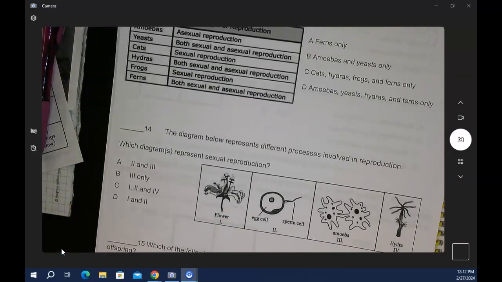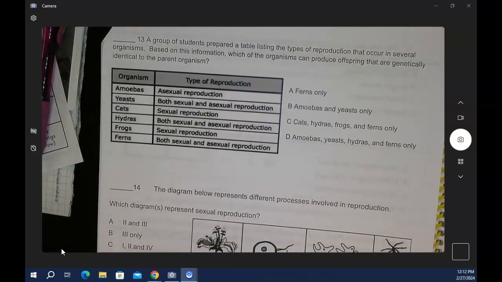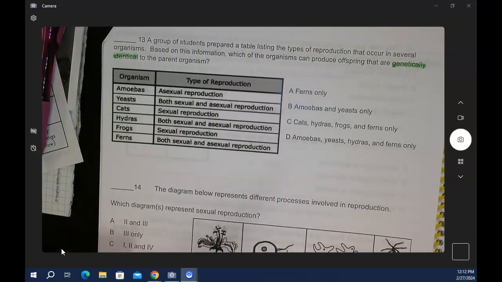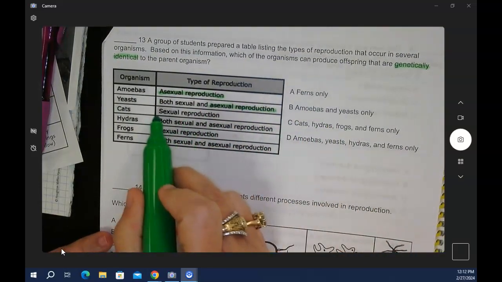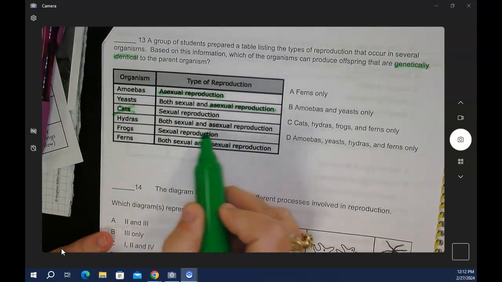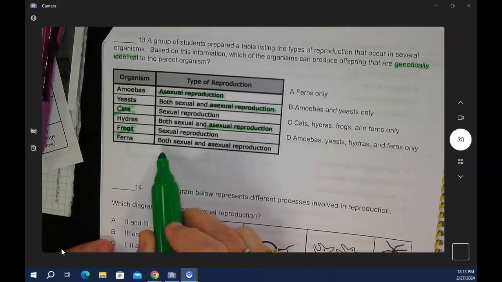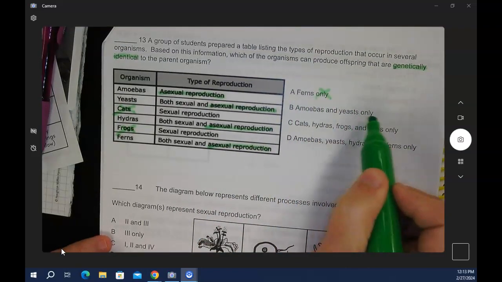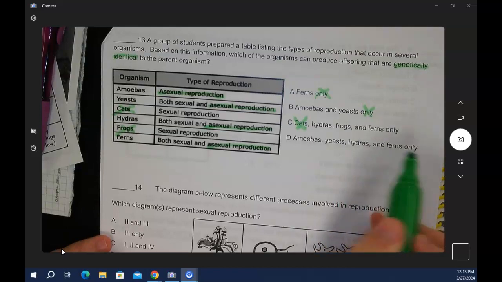The group of students prepared a table listing the types of reproduction that occur in several organisms. Based on the information, which of the organisms can produce offspring that are genetically identical to the parent? Now, we know that we're looking for asexual. So, amoebas reproduce asexually. Yeast can do either way. Cats are sexual, so no cats. Hydras, both sexual and asexual. Frogs, no frogs. Ferns, both sexual and asexual. So, choices are ferns only, amoeba and yeast only, cats, no, amoebas, yeast, hydra, and ferns.